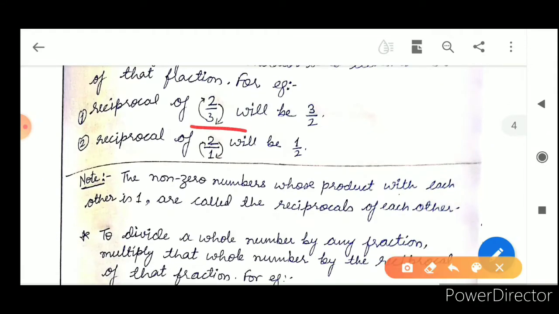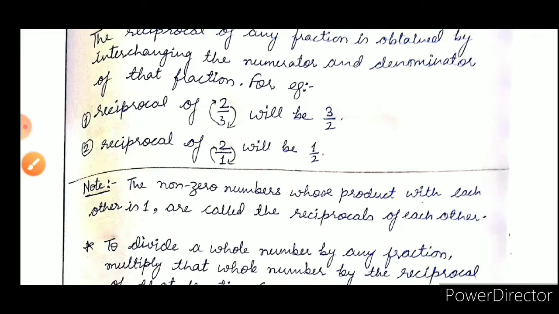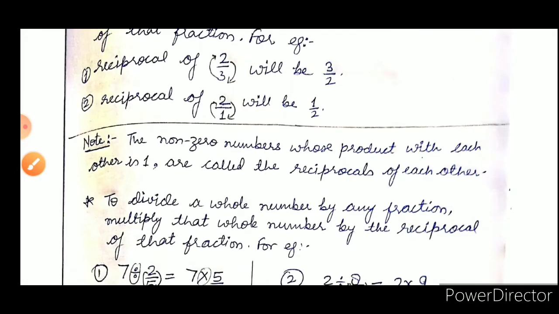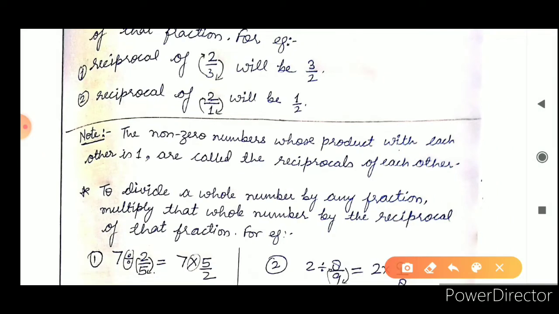Suppose 2 by 3 is a given fraction and we need to find its reciprocal, so it's 3 by 2. That is, we will interchange the numerator and the denominator. Now most of the students get confused about how to find the reciprocal of a given whole number.